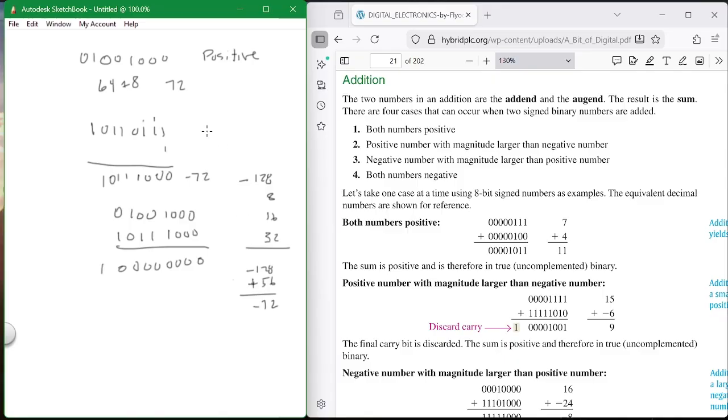So now, this approach is very good, but there's another approach. This approach right here is not the preferred approach. The other approach that is used more commonly to find the negative of a number is the following. So I'm going to do the following: 0, 1, 0, 0, 1, 0, 0, 0. Now I want to find it using an alternate approach.